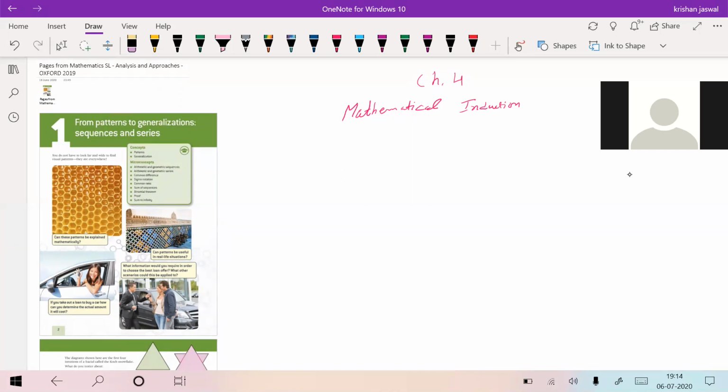Example number 1, page number 212. Example 1: let Pn be the statement that 10n plus 3 is prime if n is not divisible by 3. Is this statement true?